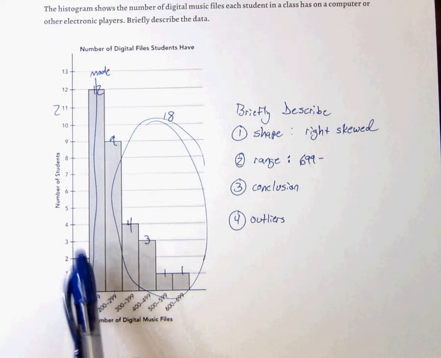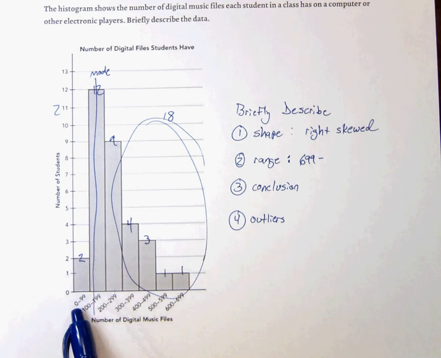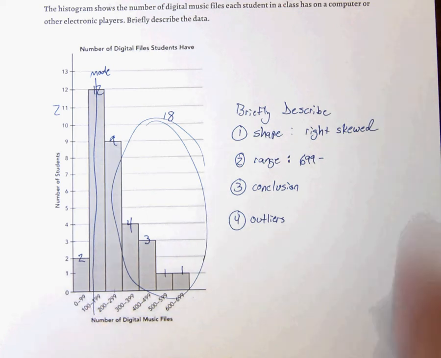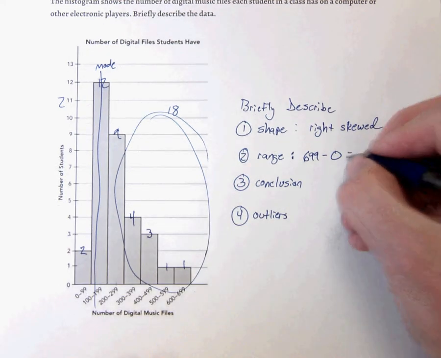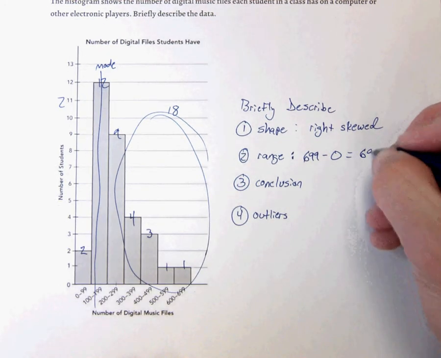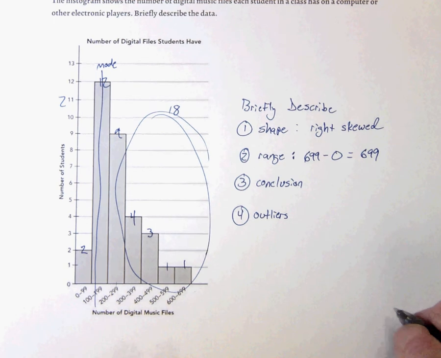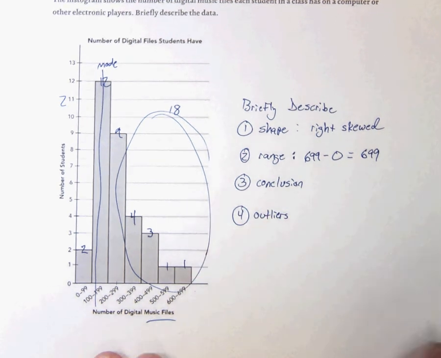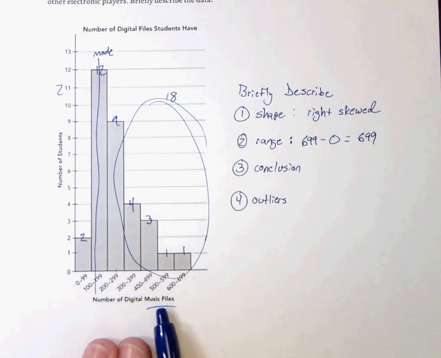Maybe they have 1 song. Maybe they play it on repeat over and over and drive their siblings crazy. Who knows? Maybe they just have none. Maybe they don't like music. 699 minus 0 is 699. That is our range. 699 what? Music files. We always look at our titles. If you look at your titles, you know what you're talking about. Hopefully.